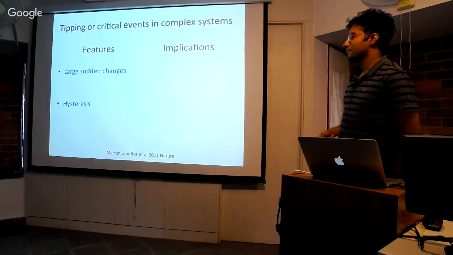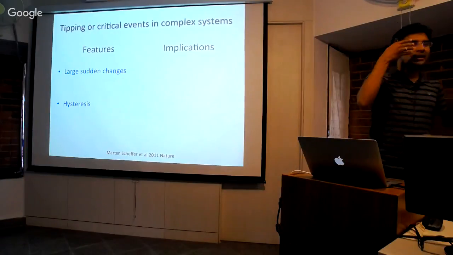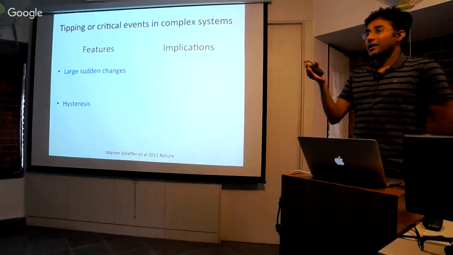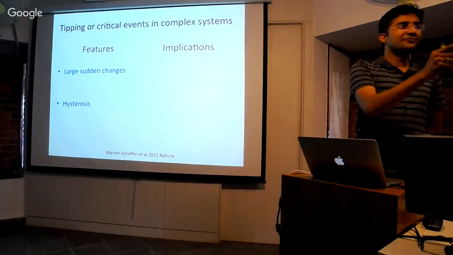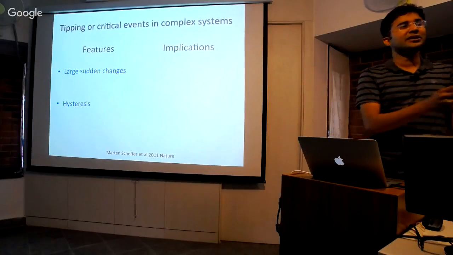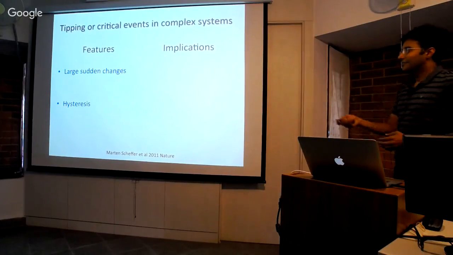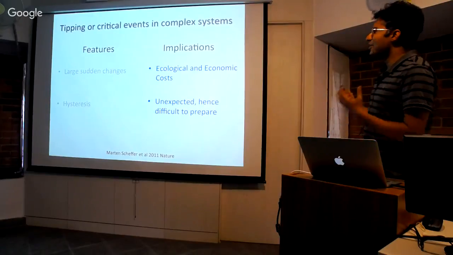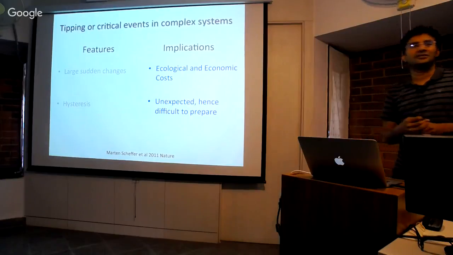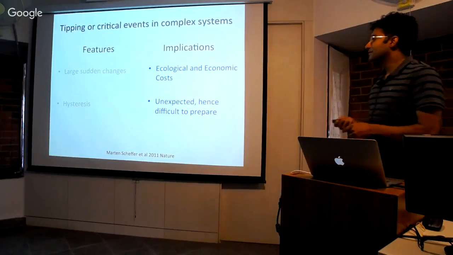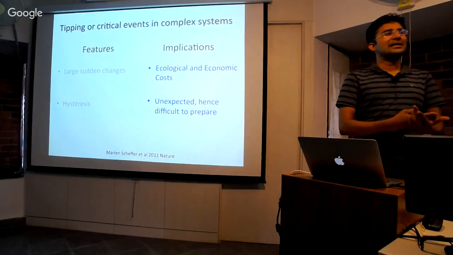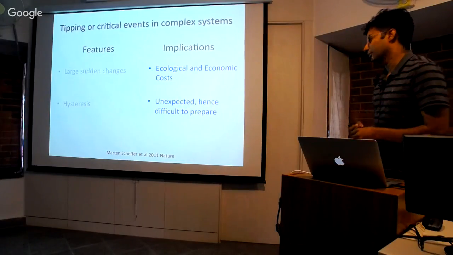this is called hysteresis. For example, if there was a level of grazing at which a grassland became a shrubland, if we reduce the grazing, you don't see a reverse shift at the same point where the switch happened. You have to reduce the grazing to substantially lower values, and that's called hysteresis. And these features have implications in terms of ecology, economic costs associated with these changes, and the fact that these are unexpected makes them both interesting from a scientific point of view as well as an ecological point of view.